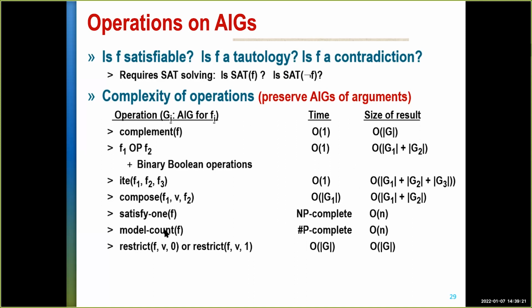But satisfiability is NP complete. Whether there's at least one satisfying assignment. Model counting, we have not simplified anything at all, so it is still #P complete. Restricting is also very straightforward, because what does restricting do? It says set V to 0. So you take the leaf, set it to 0, and that's it. You have the circuit. Or take the leaf, set it to 1. Okay. So all of this is very nice.